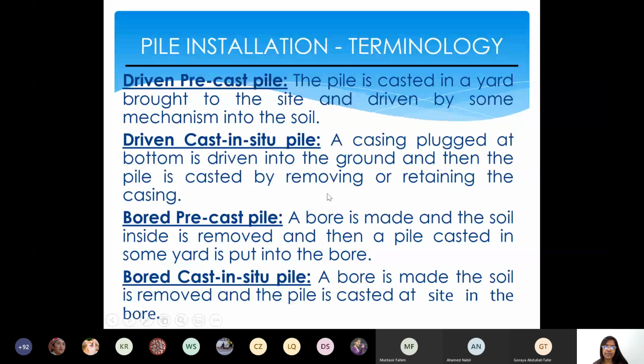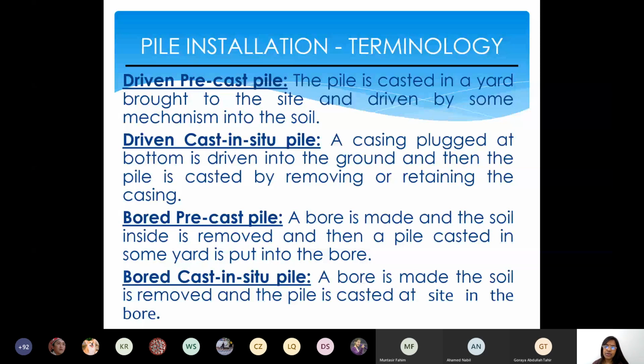the casing. I will show this by picture so that you will clearly understand. For now, understand that instead of inserting a pile which is precast already, they will put the casing inside and then the concreting is done. Bored precast pile. Next one, a bore is made. Here a hollow pile is inserted inside so that a pipe-like structure is formed inside the ground.